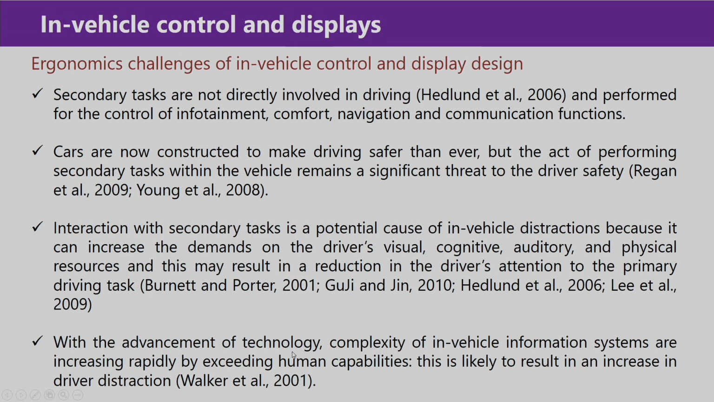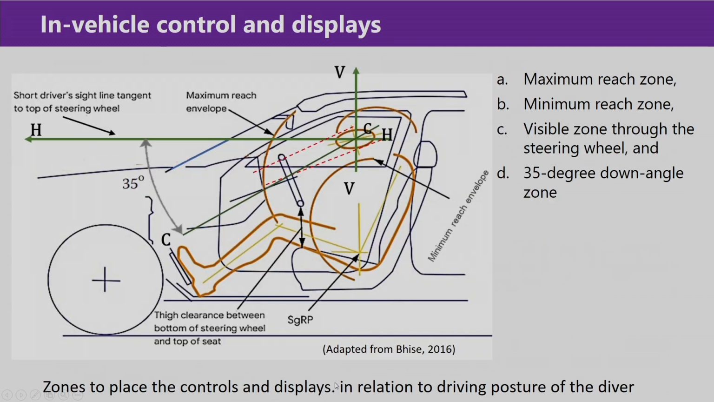With the advancement of technology, the complexity of in-vehicle information systems is increasing rapidly, exceeding human capabilities. This is likely to result in an increase in driver distraction, as mentioned by Walker et al., 2001. Now, if we look at this image, we can find various zones to place the controls and displays in relation to the driving posture of the driver.